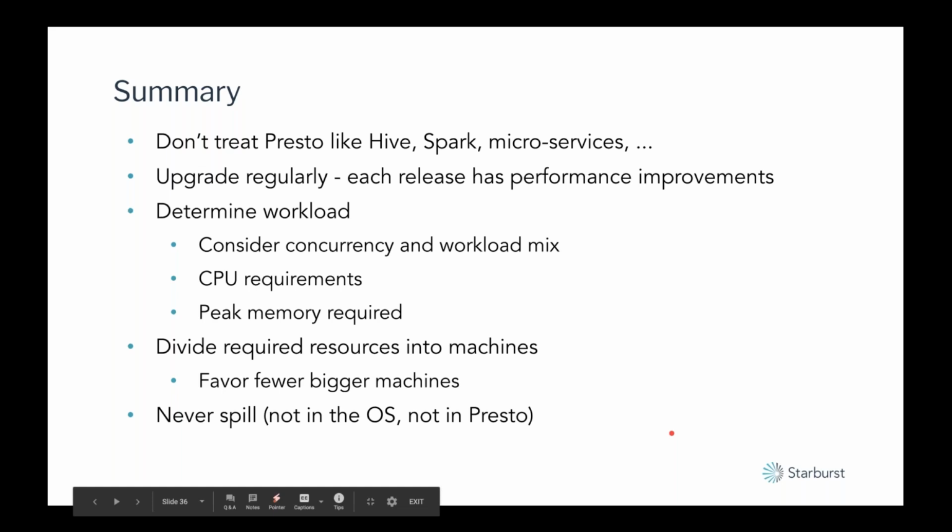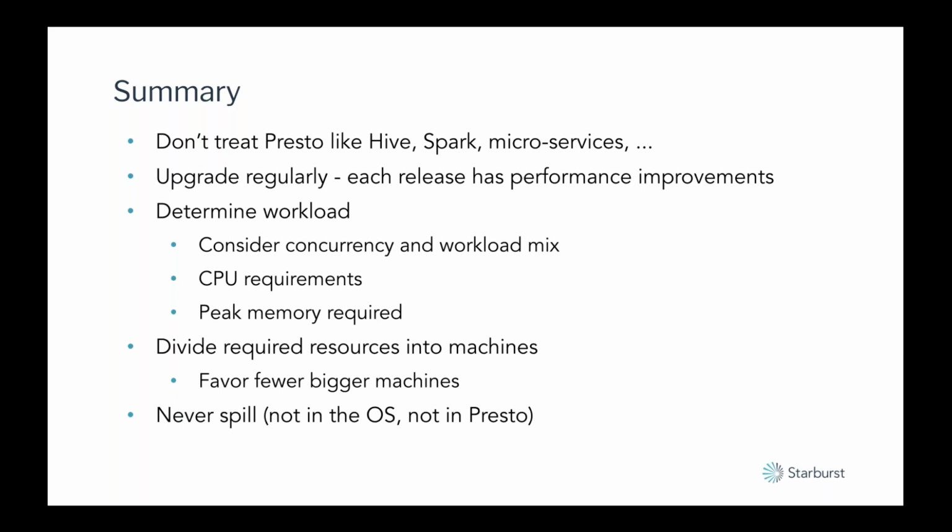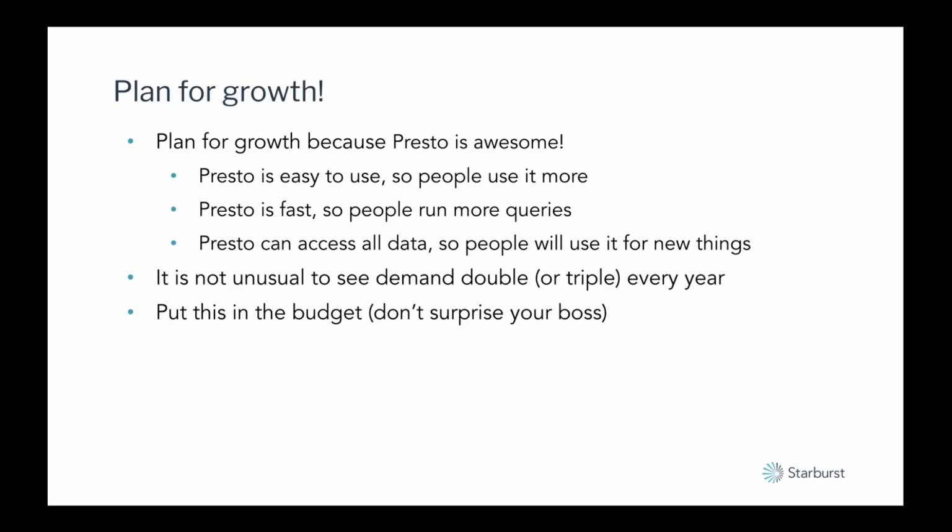When you get to dividing your workload up into machines, favor a few bigger machines over smaller machines. It will make your life so much easier. Bigger machines can really mask over the problems of skew, and you get less overhead, etc. And never, ever spill at the OS. Don't do it in Presto. I'm not a fan of it. If you have to do it in Presto, I guess you have to, but try to avoid it. Try to use dynamic scaling in the cloud instead.